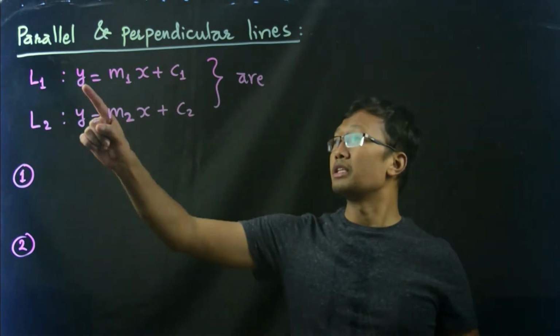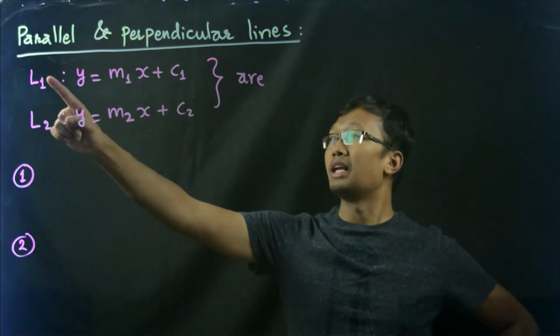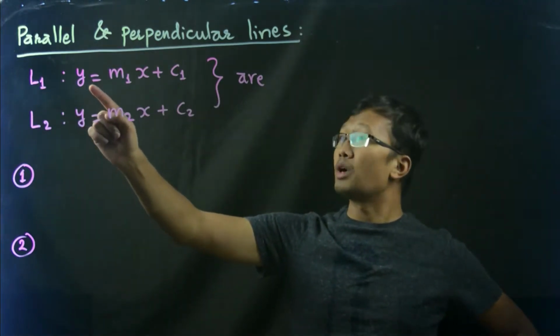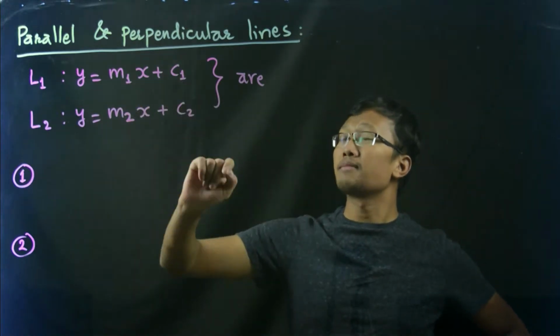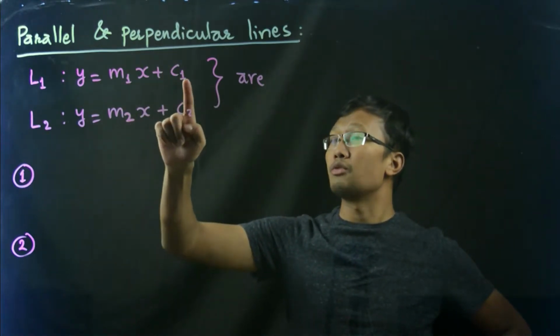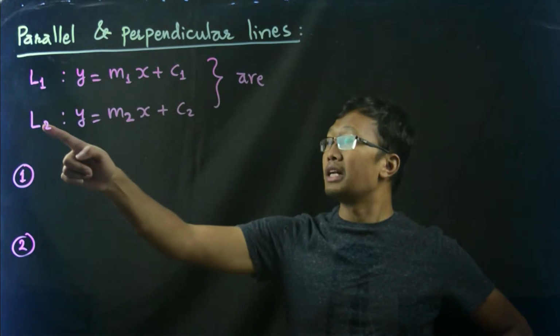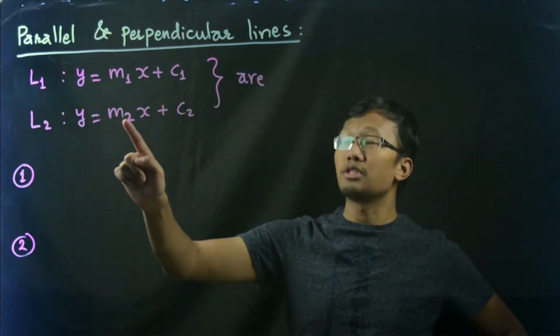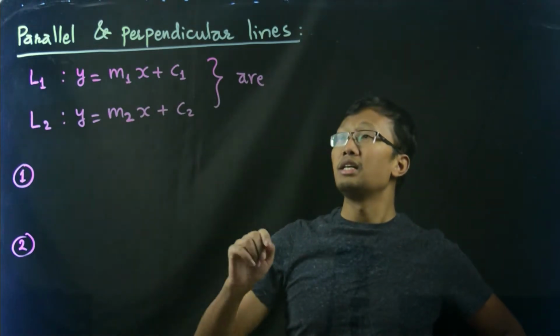Let's consider there are two lines, L1 that represents the first line. Its equation is y equals m1x plus c1, where m1 is the slope and c1 is the y-intercept. L2, the second line, is y equals m2x plus c2, where m2 is the slope of the second line.